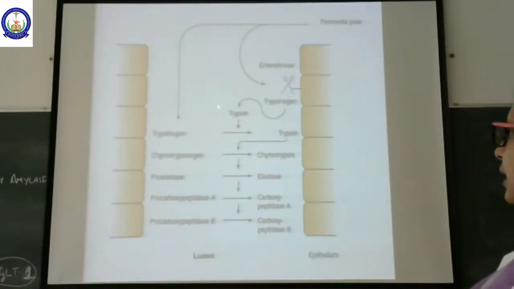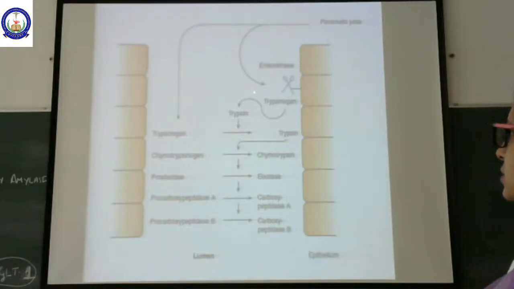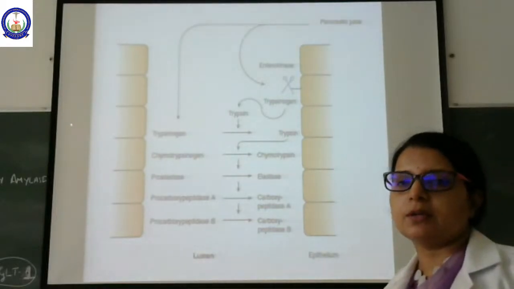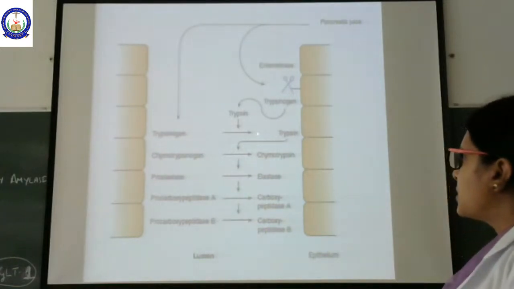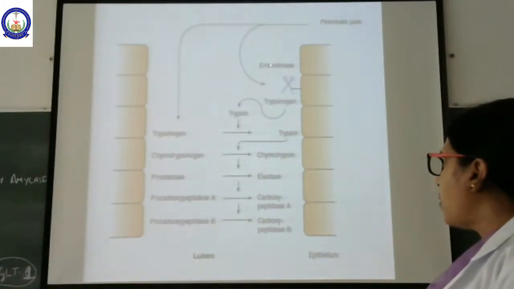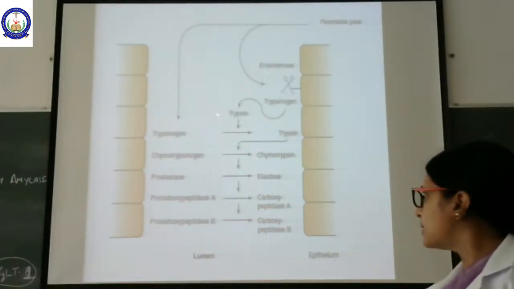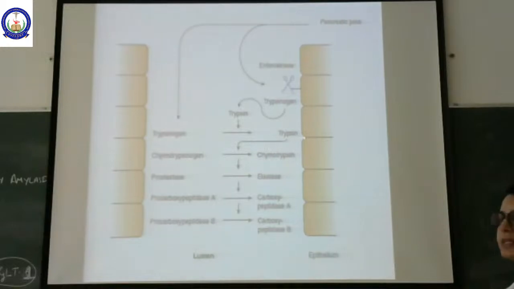So the pancreatic juice mainly contains trypsin, chymotrypsin, etc. The pepsin also plays a major role in the digestion of proteins. So trypsin will be present in the inactive form called trypsinogen. This is acted upon by the enzyme enterokinase and gets converted to the active form, that is trypsin. In the same way, once trypsin gets activated, this trypsin converts inactive chymotrypsinogen to chymotrypsin, pro-elastase to elastase, pro-carboxypeptidase A to carboxypeptidase A, and pro-carboxypeptidase B to carboxypeptidase B.